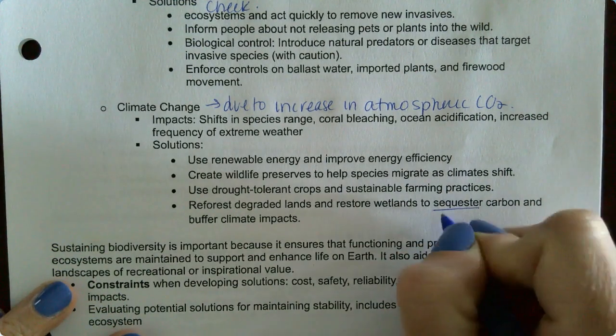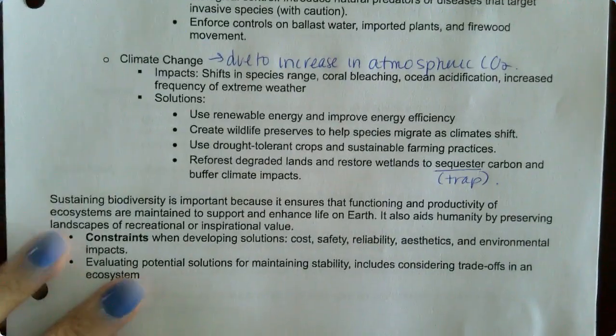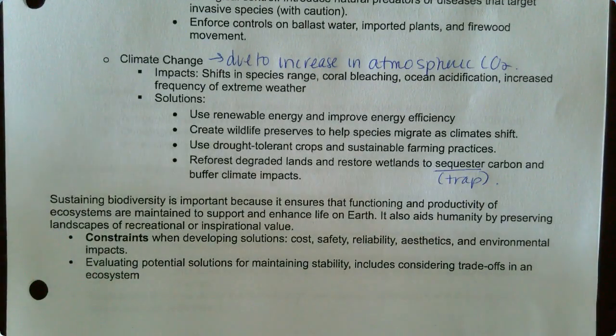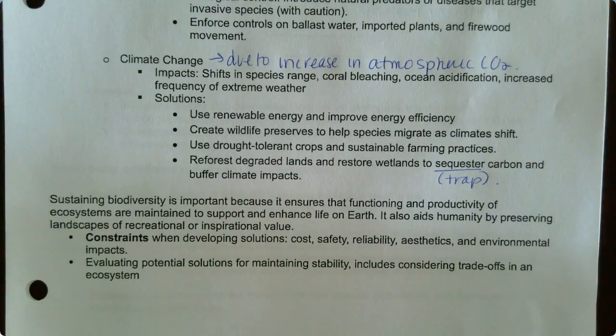Sequester, we're just talking about to trap it. So maybe you have a field and you can replant trees on that field, and therefore those trees can use the carbon dioxide in order to undergo photosynthesis.